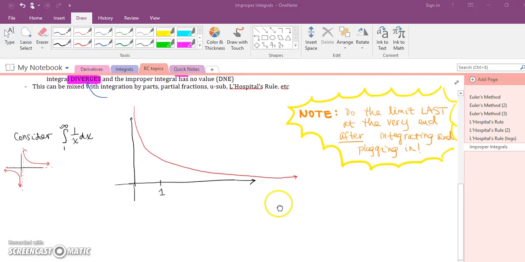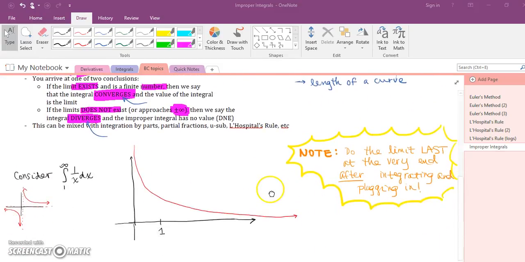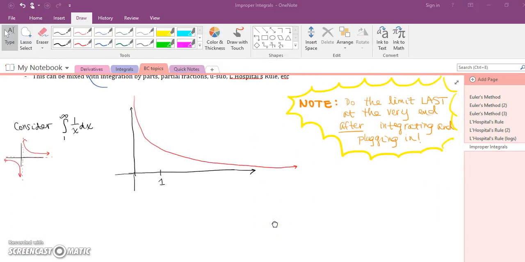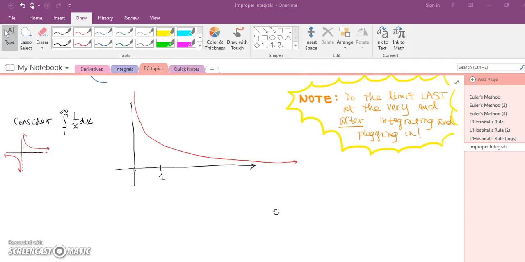All right, so let's talk about this topic. Make sure you have all these notes down, pause if needed. Let's talk about this question here. This is usually how improper integrals are introduced.